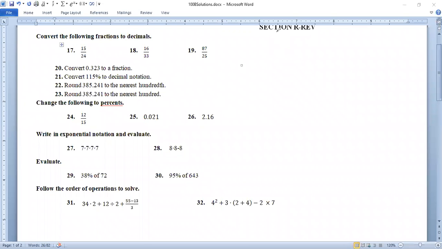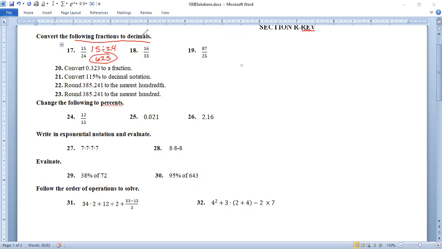Here we are in section R review exercises, number 17 through 32. Number 17, it says convert the following fractions to decimals, which means we're going to punch in our calculator 15 divided by 24. Punch that in, 15 divided by 24, and it gives us 0.625.